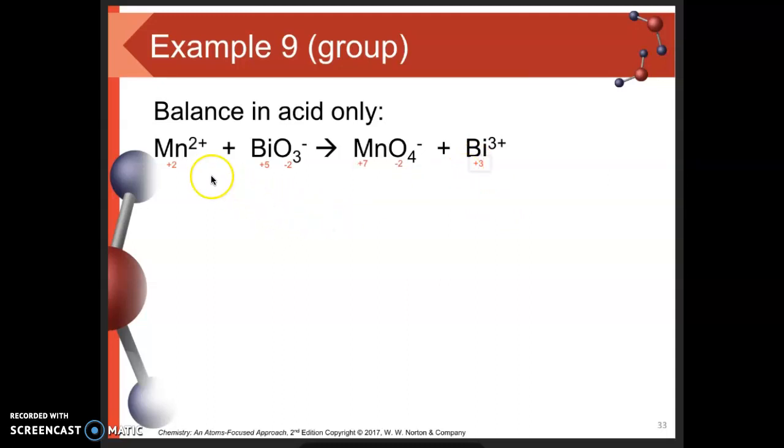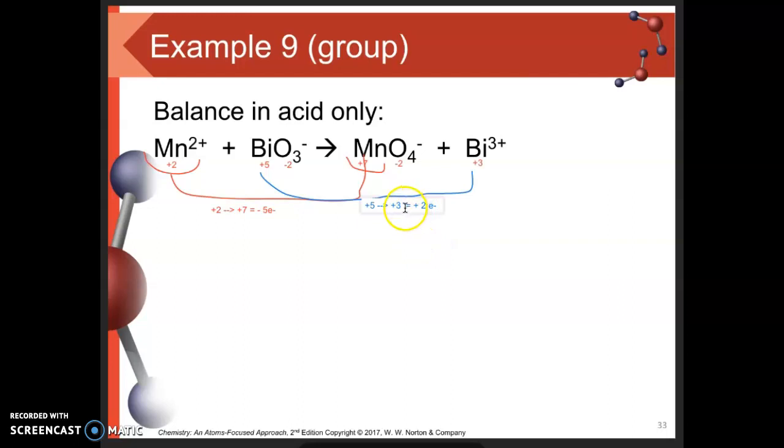a +3. So again, thinking about things in terms of pairs, my manganese goes from +2 to +7. And so we know that that is going to come with a loss of 5 electrons. And we can see that the bismuth is going from +5 to +3, which means that it is adding 2 electrons.